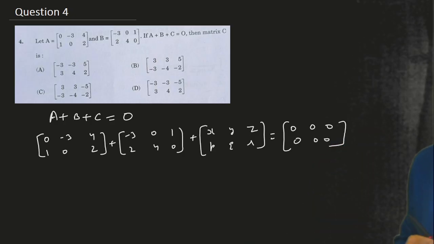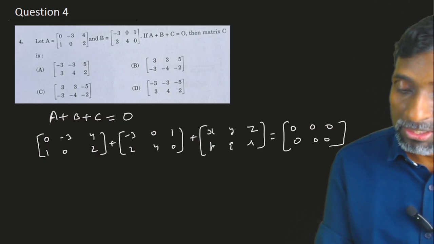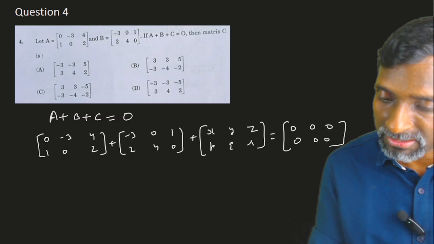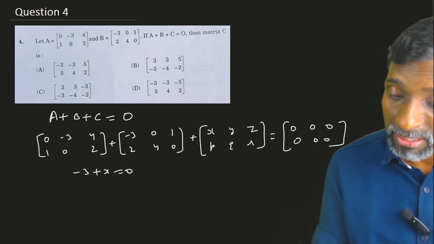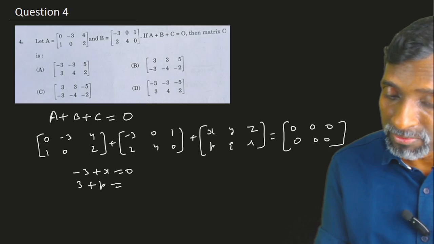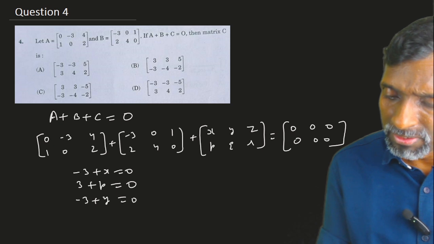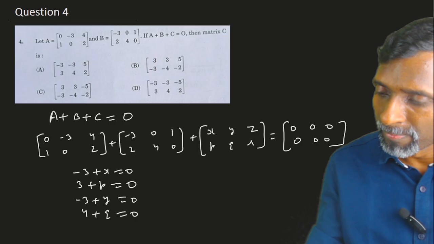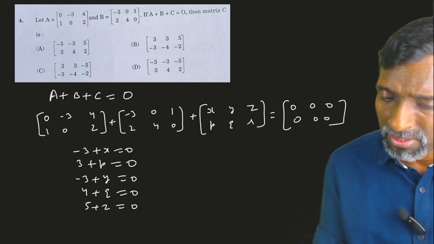Now in this question, we have to make the equation and we can equate every element. So 0 minus 3 plus x, so minus 3 plus x is equal to 0. Then the second element, 1 plus 2, 3 plus p is equal to 0. The third element, minus 3 plus y is equal to 0. The fourth element, 0 plus 4 plus q is equal to 0. And then 4 plus 1, 5 plus z is equal to 0, and then 2 plus 0 plus r is equal to 0.